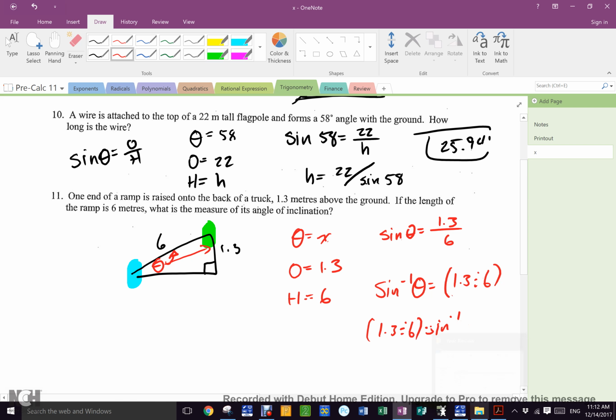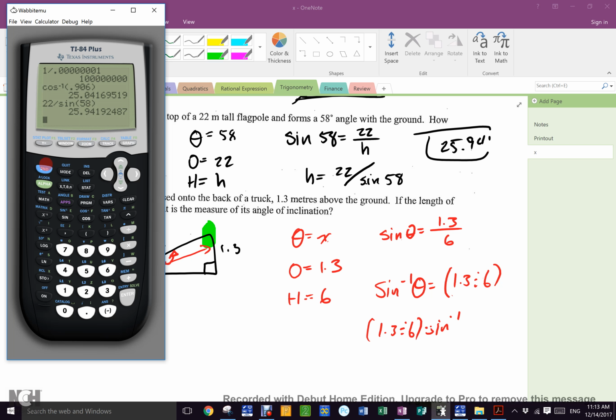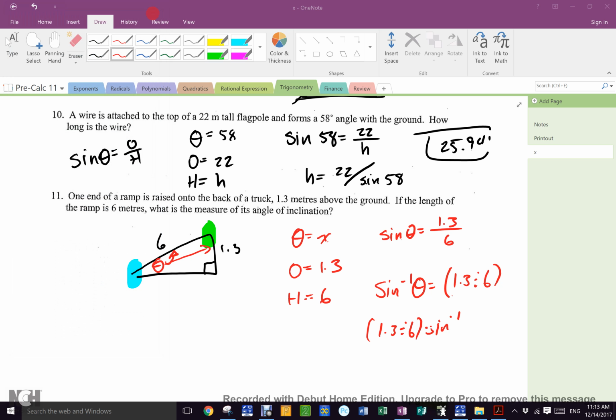And the answer is shift sine, 1.3 divided by 6, close brackets, equals 12.5 degrees. Could everybody get it?